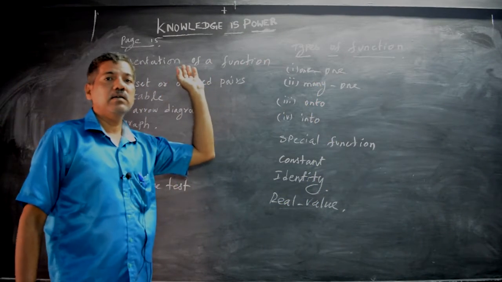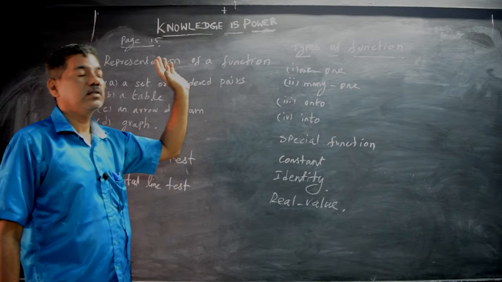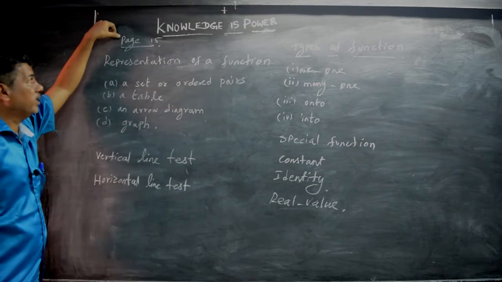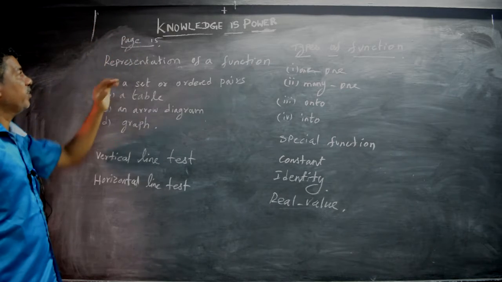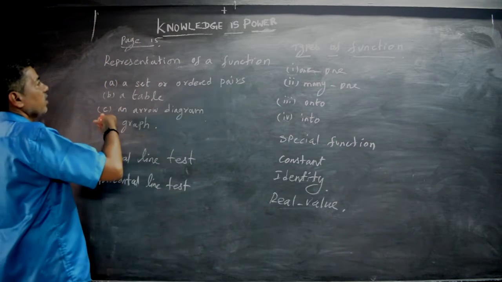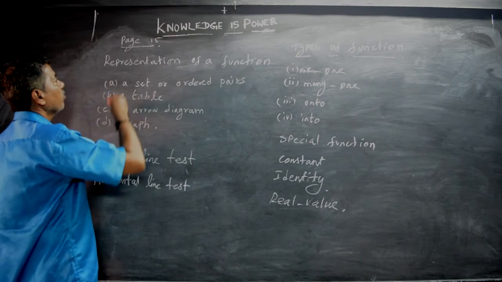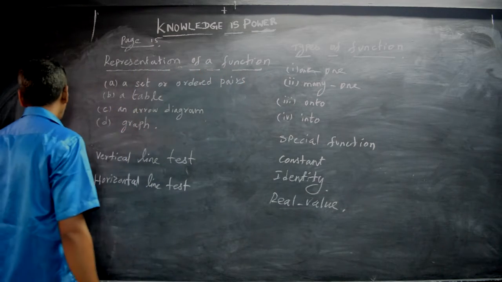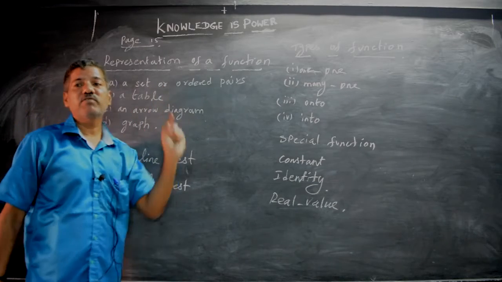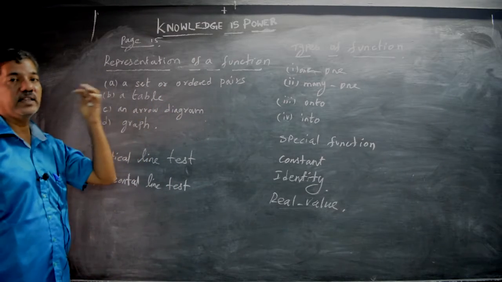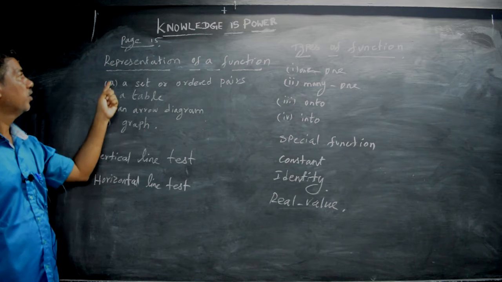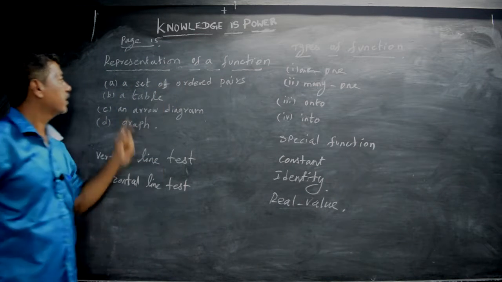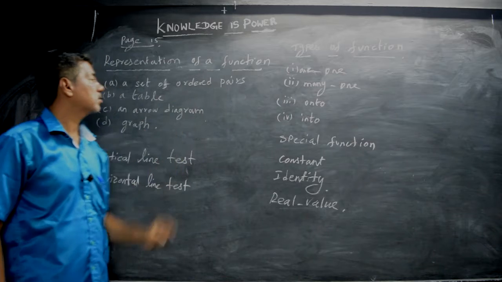So we will start another division of that function. So now we see in page number 15 another division is given as representation of a function. How we have to represent a certain function, and certain things we already did in previous classes. First one, a set of ordered pairs.